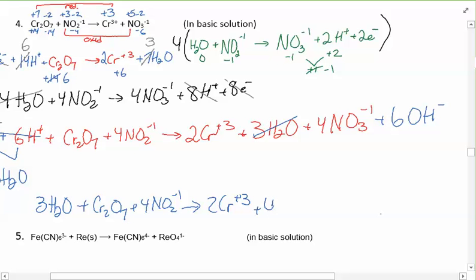I'm not going to ask you basic redox problems on your test. I'm just showing you this so that you know kind of what happens.